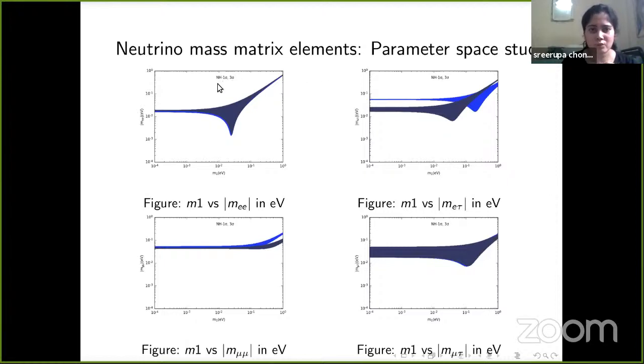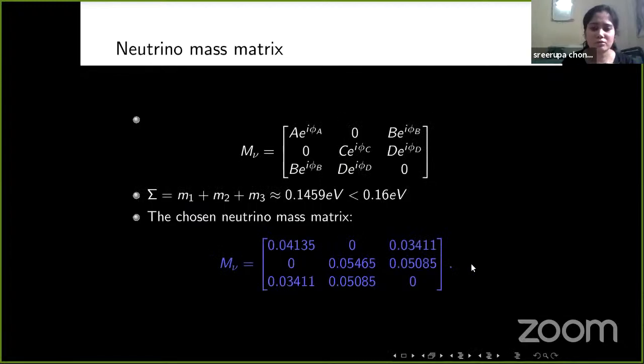So we have used 1 sigma and 3 sigma data of the latest neutrino oscillation parameters. We have chosen the neutrino mass matrix elements using that parameter space study, and we have kept in mind the upper bound on the sum over neutrino masses. We have kept it below 0.16 eV, and further we will be using these mass matrix elements to calculate the CP asymmetry parameters.